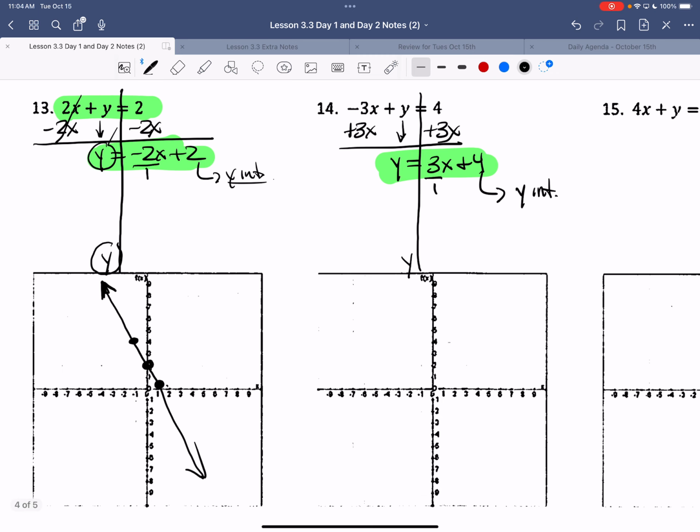So once again, I always start at my y-intercept, go to 4. It's a positive slope, so it's going to be going up as I go left to right. So 1, 2, 3, and 1. So it's a pretty steep line, and it's going to look like that.